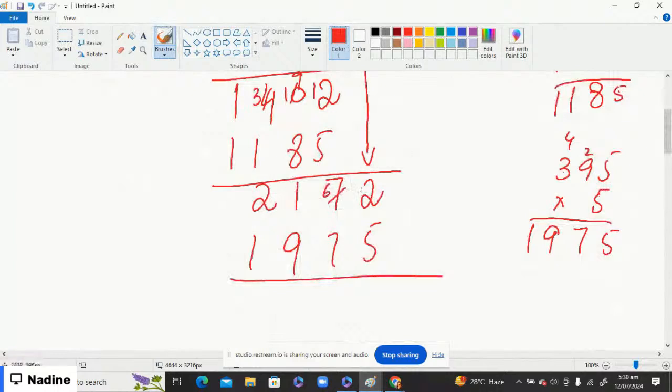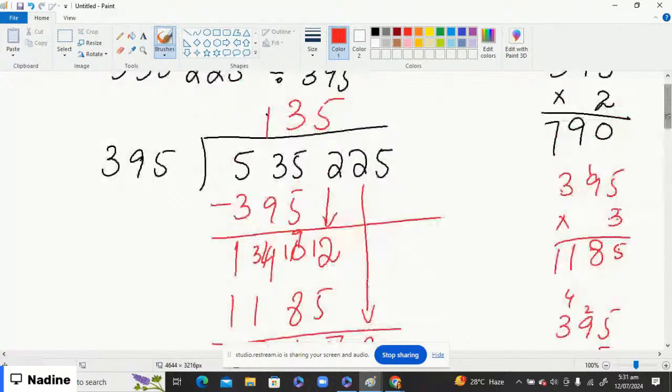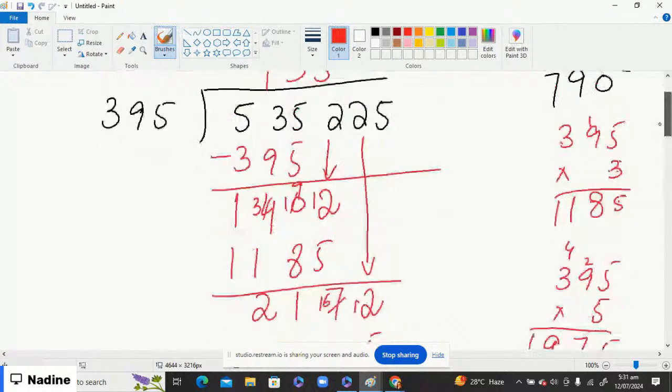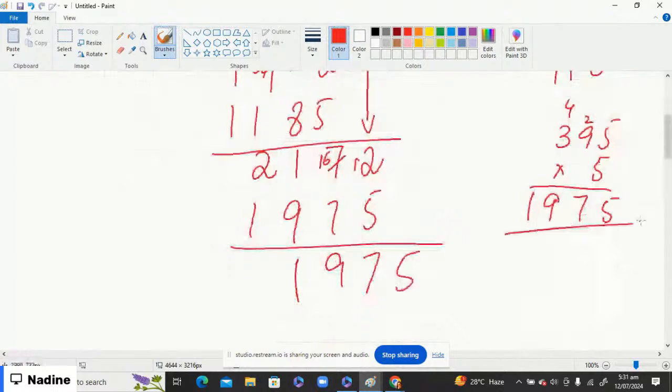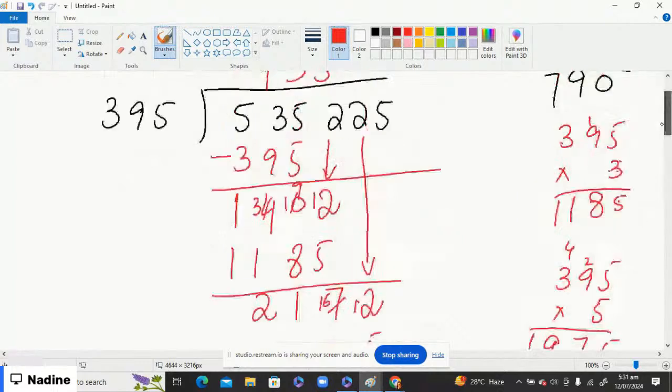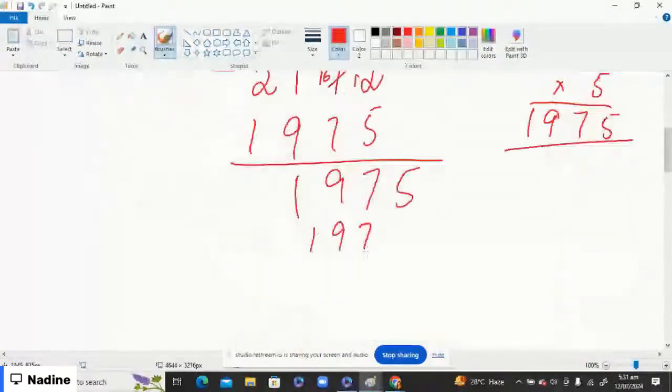7 becomes 6. This becomes 12. 12 minus 5 is 7. 16 minus 7 is 9. 10 minus 9 is 1. Now, is there any number left? Yes, 5 is left. So we are putting down here the 5. Now look, already given the question, 395 times 5 is the full one, which is 1975.